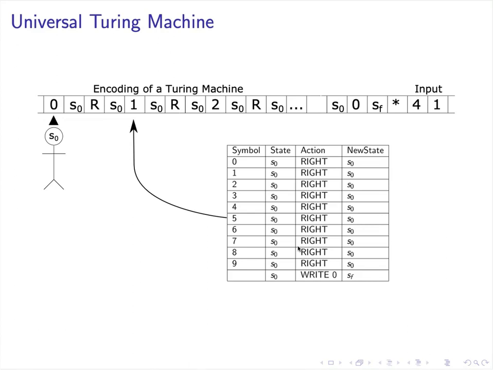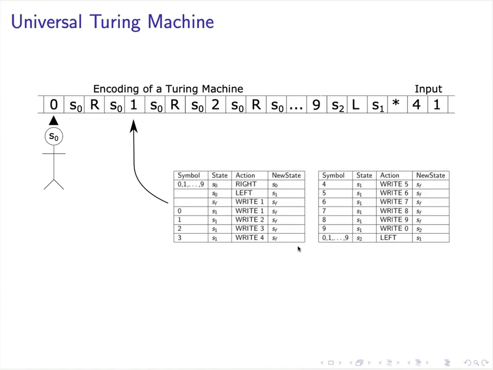If I take the same universal Turing machine and I plug in a different program, the universal Turing machine will behave in a different way. So it will simulate this new program. So at the end, we will get 42 as the output. So this is why it's called universal, because it can simulate any Turing machine.